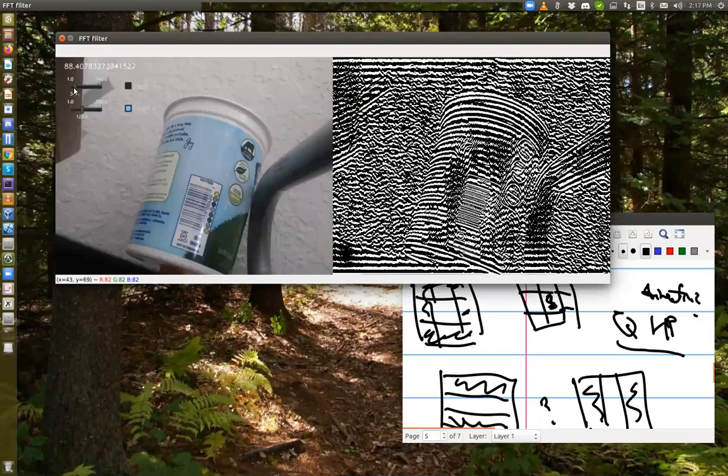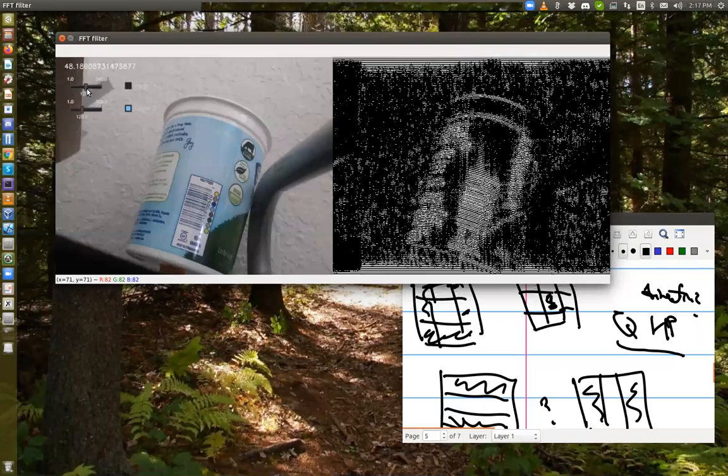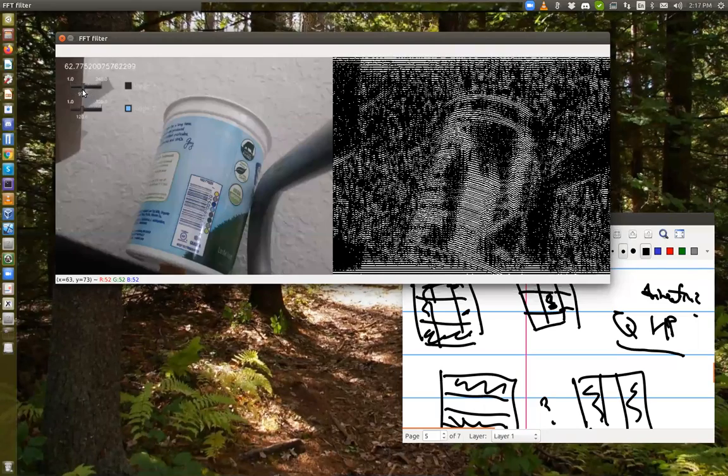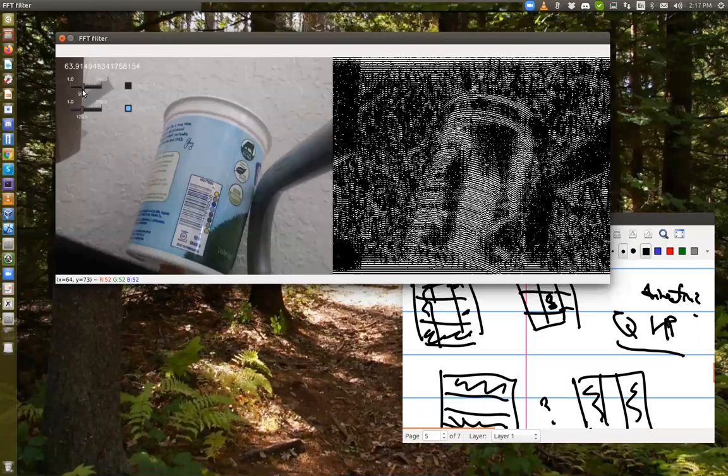Okay, but he's still going. And actually, I can change this filter also here. So I guess you get it.